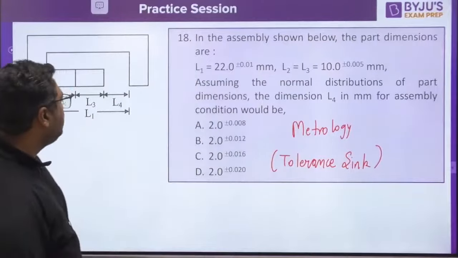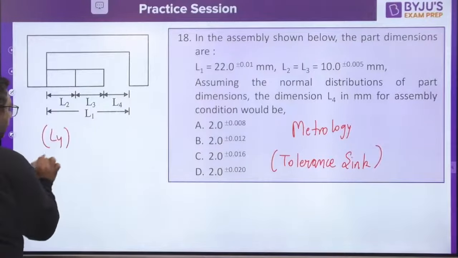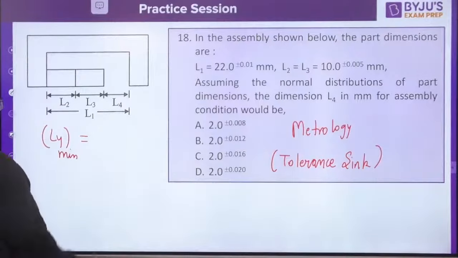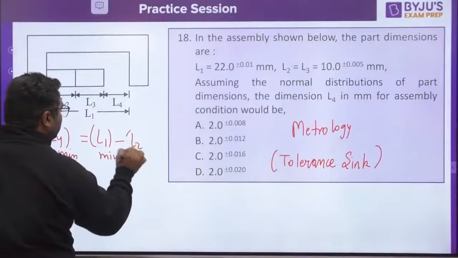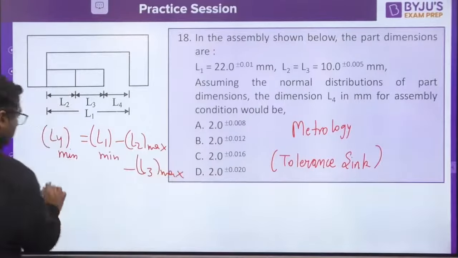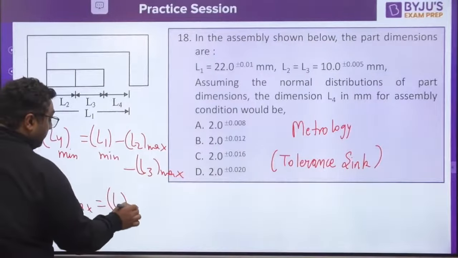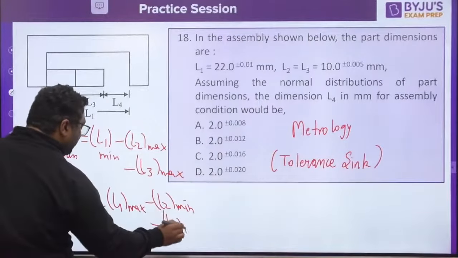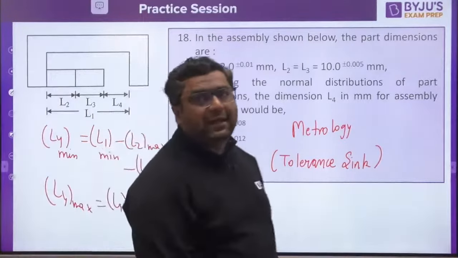Okay, so if you see this, you need to find out the dimensions of L4. So you need to find out L4 minimum first, and L4 minimum would be when L1 is minimum minus L2 maximum minus L3 maximum, and L4 maximum when L1 is maximum minus L2 is minimum minus L3 is minimum. So you would be getting L4 minimum and L4 maximum.